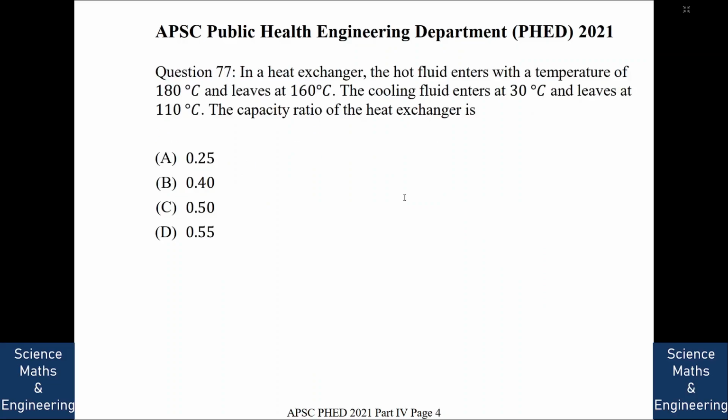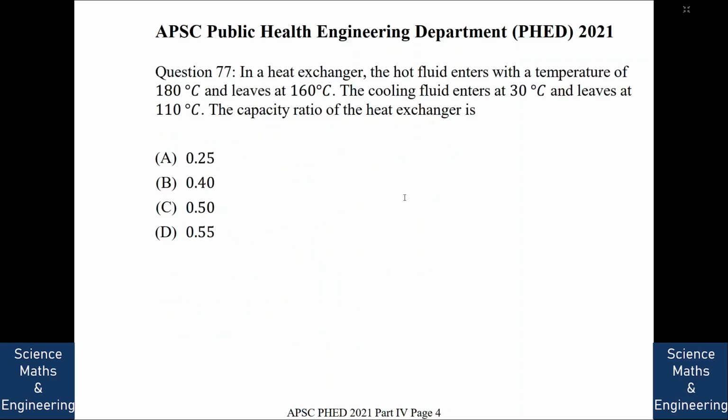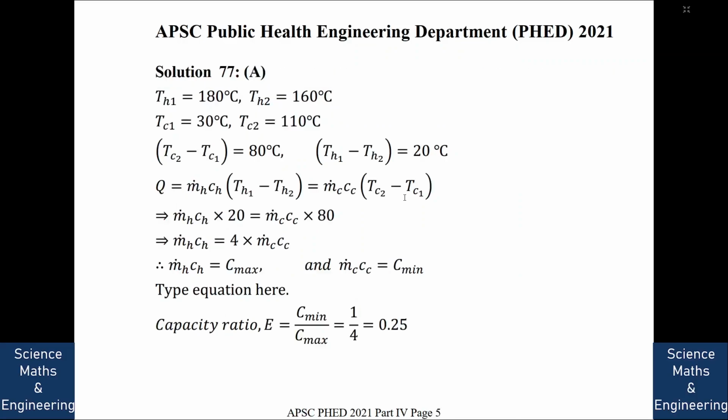In a heat exchanger, the hot fluid enters with a temperature of 180 degrees centigrade and leaves at 160 degrees centigrade. The cooling fluid enters at 30 degrees centigrade and leaves at 110 degrees centigrade. The capacity ratio of the heat exchanger is, so the answer is C. TH1 is 180 degrees centigrade, TH2 is 160 degrees centigrade, TC1 is 30 degrees centigrade and TC2 is 110 degrees centigrade. Now if we see, the TC2 minus TC1 is 80 degrees centigrade and TH1 minus TH2 is 20 degrees centigrade.